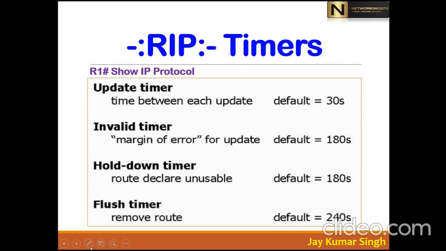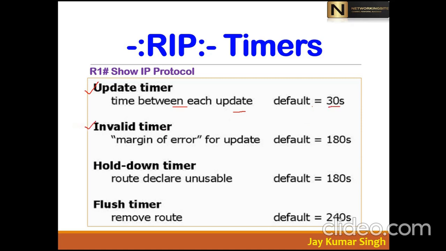So RIP uses some kind of timers, you can say four timers. Update timer means the time between each update, the update sent to the neighbor about the routing updates, like how frequently they exchange routes between neighbors, and that is 30 seconds.